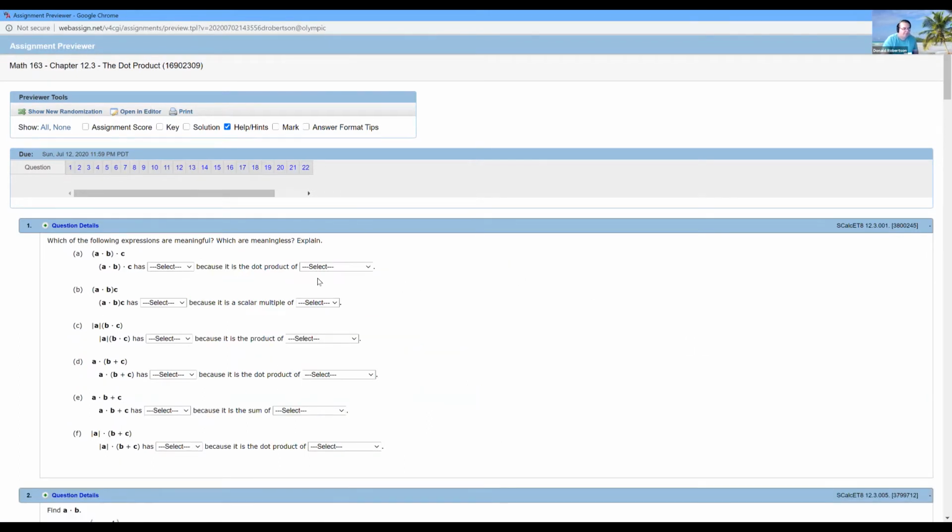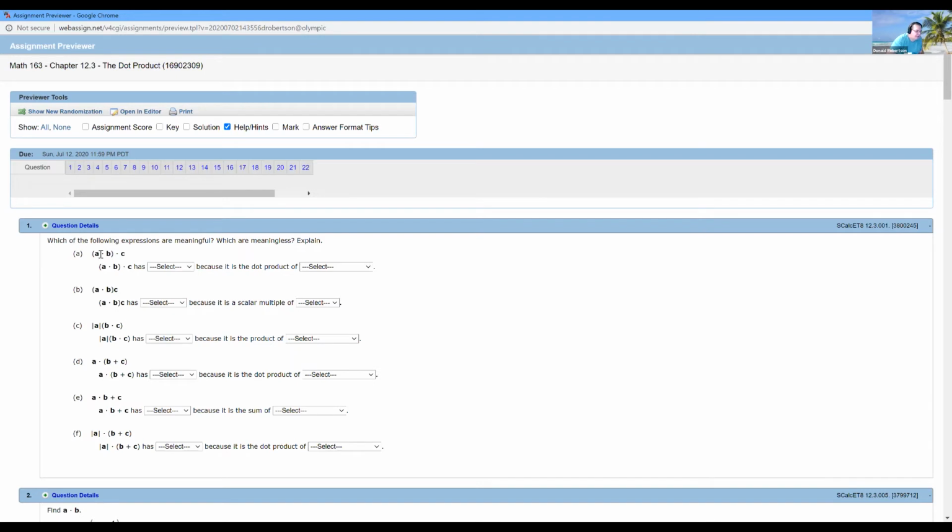Okay, here goes. It says, which of the following expressions are meaningful and which are meaningless? If you're doing a dot product, don't you have to have a vector dot product vector? You can't go the number 5 dot product the vector 1, 2, 3, right? It is meaningless. So for dot products, you need 2 vectors.